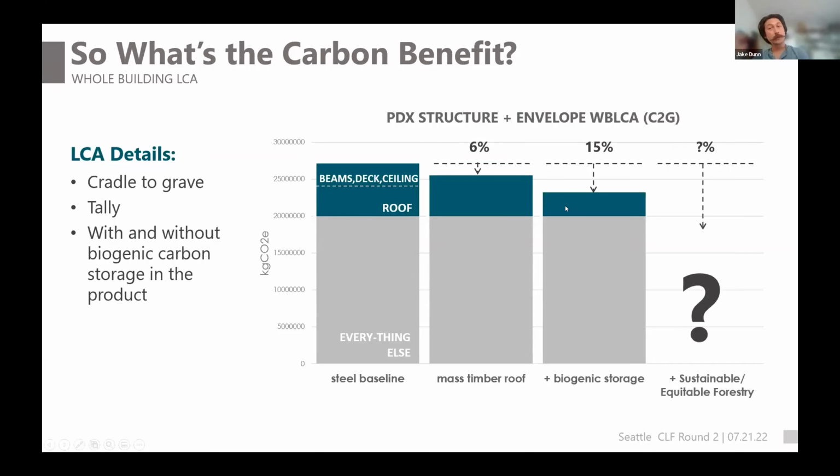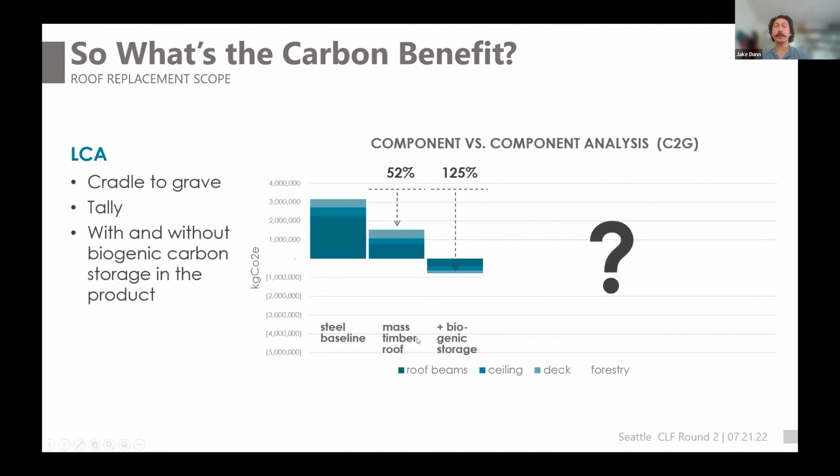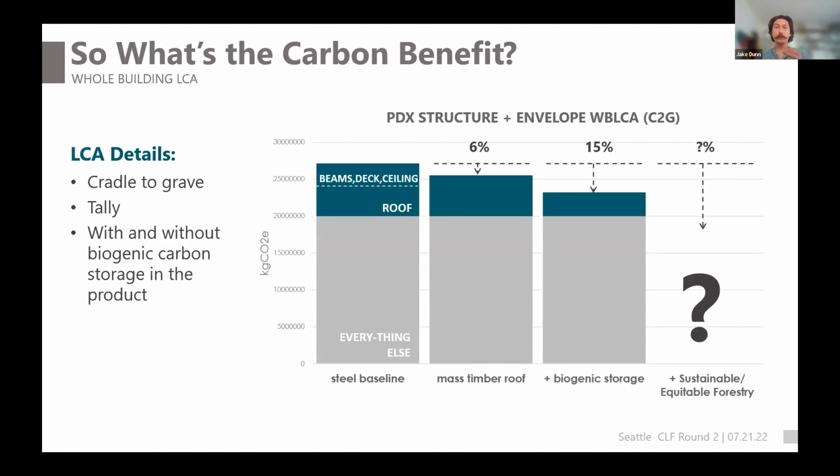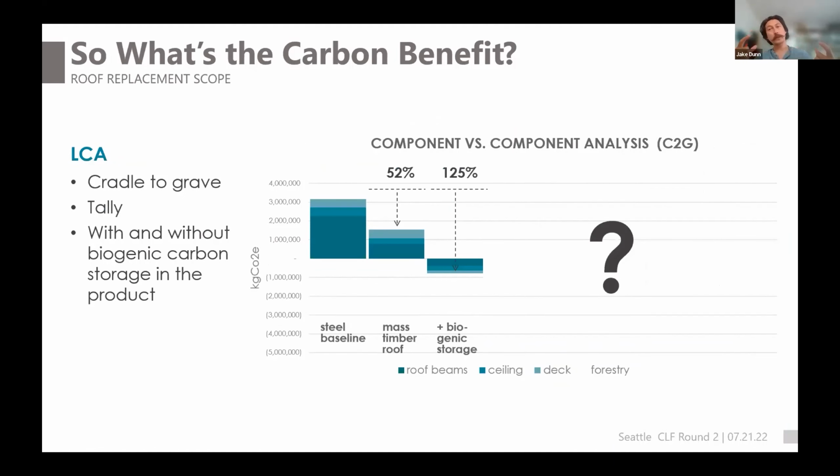We roughly double that when we look at the biogenic storage in the product with end-of-life assumptions using the Tally model. And then the big question for us is, what about all the sustainable forestry? What can we claim based upon the transparency approach or the certification approach that we had taken? We also looked at it broken down into the roof itself. So this is whole building scope, and then this is just looking at the assembly. And then we'll switch back and forth as we move forward.